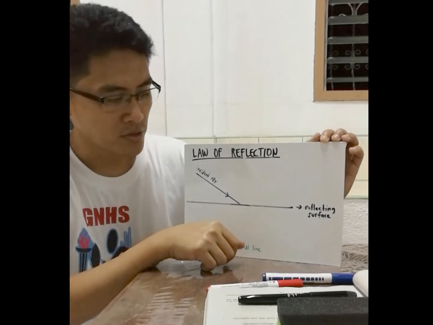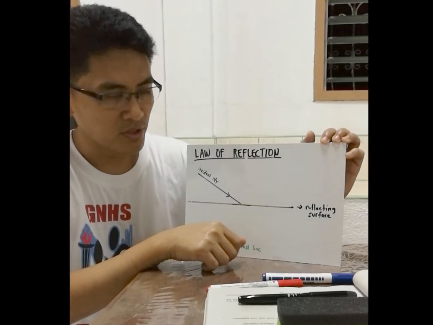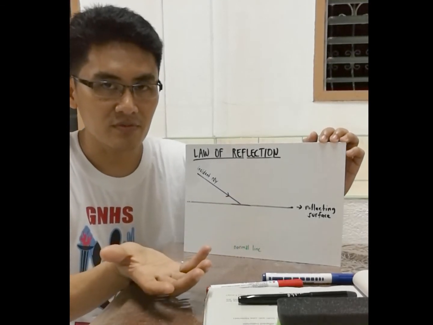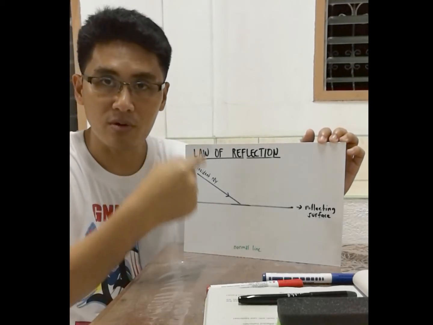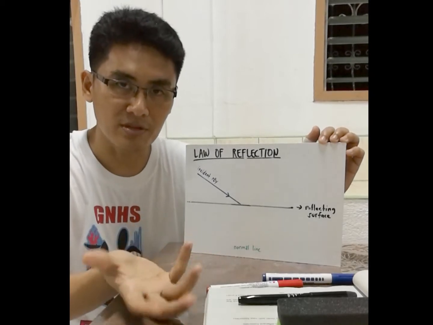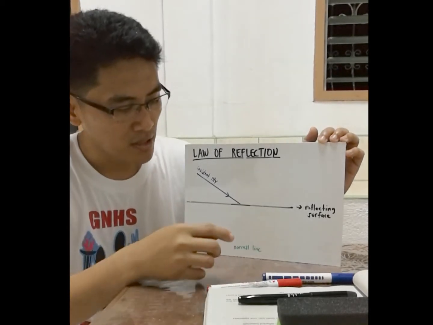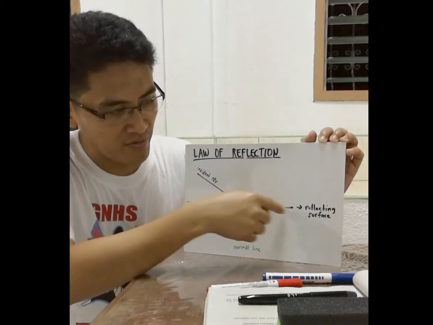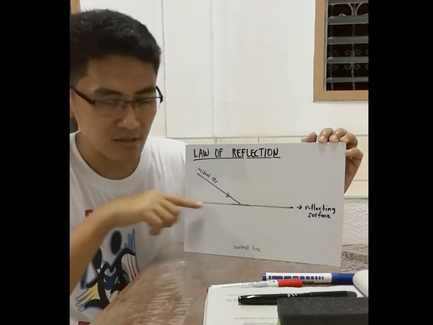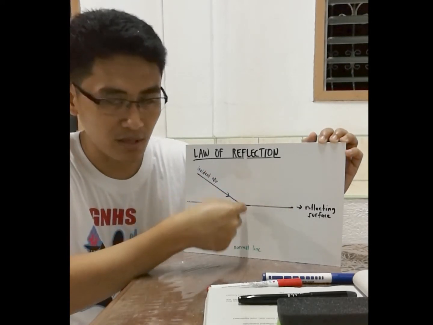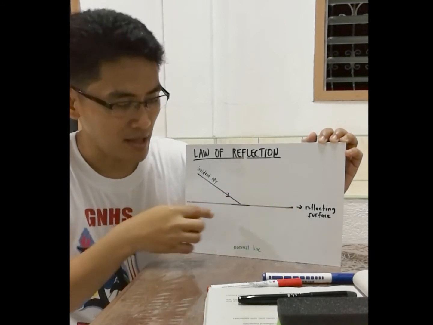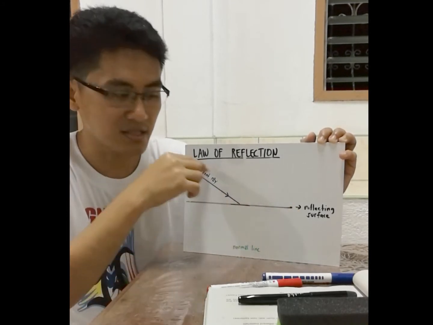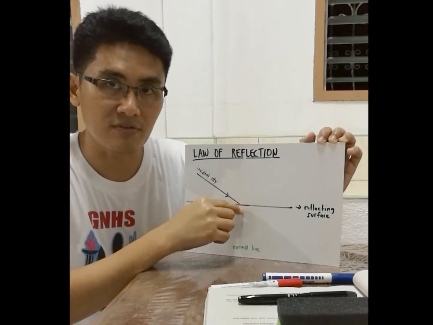Okay, so just so that we have a clear definition of what the angles that we are going to talk about, we are going to draw a normal line. So normal means perpendicular, 90 degrees, with the reflecting surface. So if this is the reflecting surface, we are going to draw a normal line 90 degrees with that surface at the point where the incident ray hits the surface.